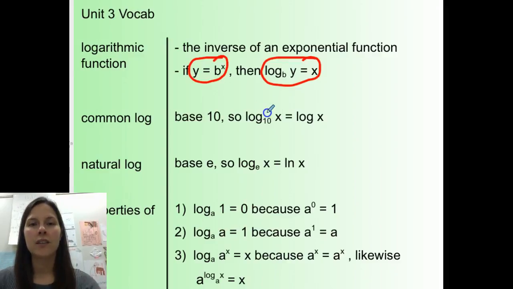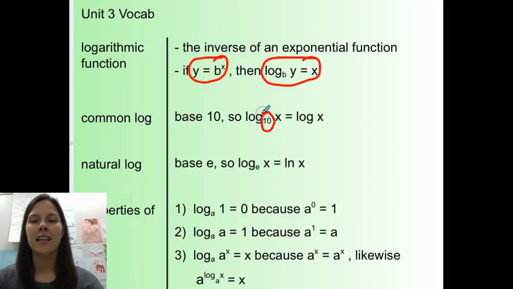We have two logs that we use fairly frequently. One is a common log, which is base 10. You will never see that 10 written there as the base. You will just see log of x. The other one is the natural log, which is base e. You will never see log base e. You will see ln of x, or natural log of x.